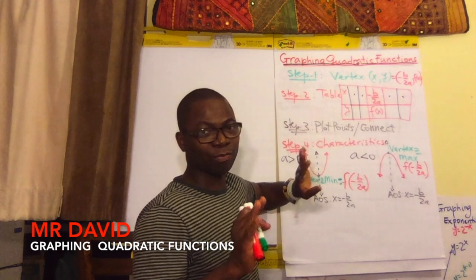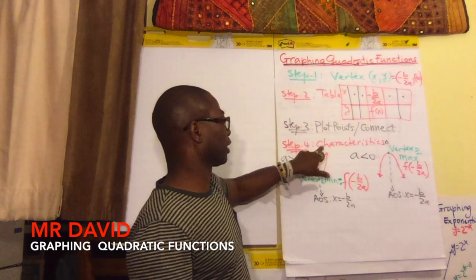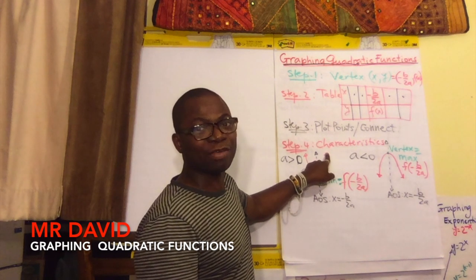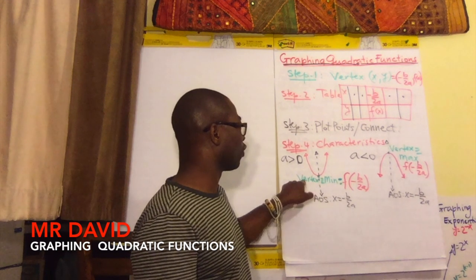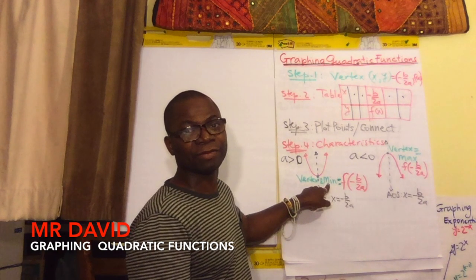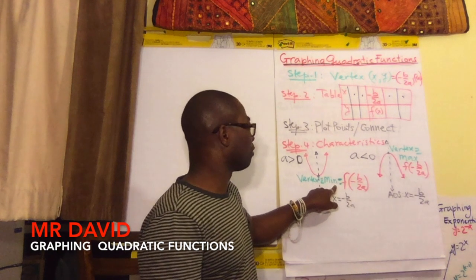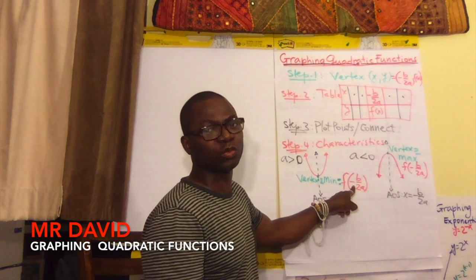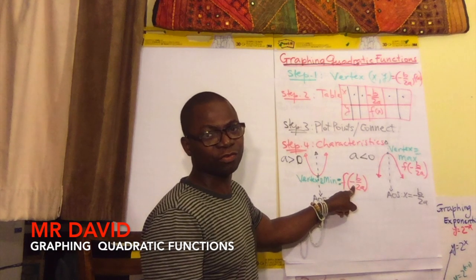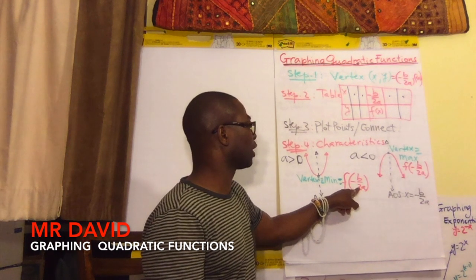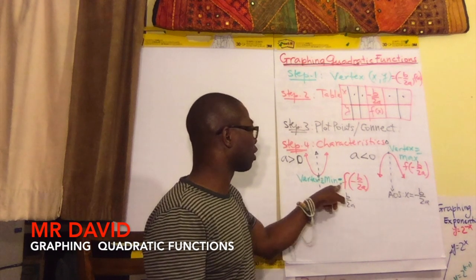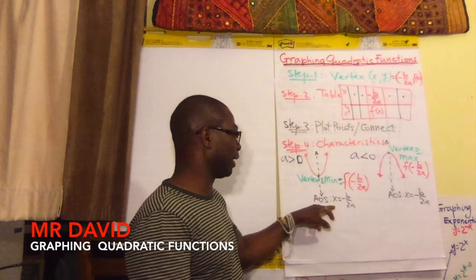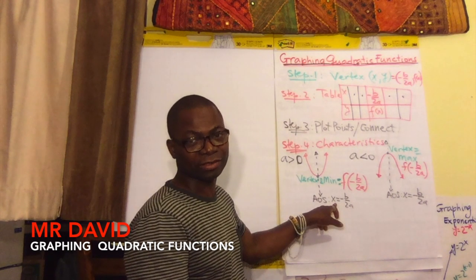Now, it's important to know, in step 4, if a is positive, then we have a happy face. If we have a happy face, we have a minimum. The vertex becomes a minimum. So the minimum will be f of negative b over 2a, which is the y value of the vertex. Whatever we get for negative b over 2a, we plug it into our function, and that will become our min. This line here, the axis of symmetry, is the x value of our vertex, negative b over 2a.